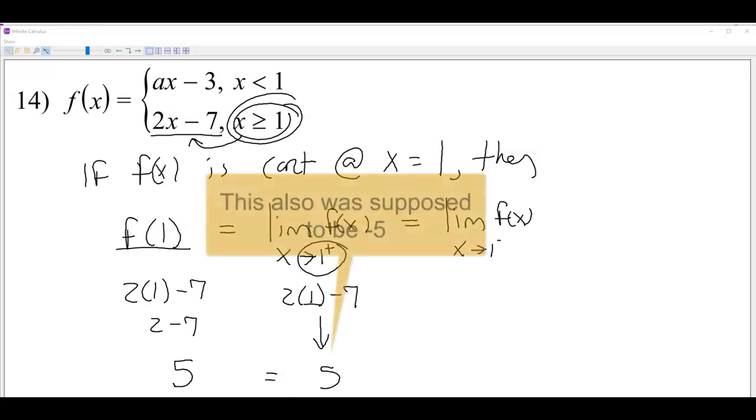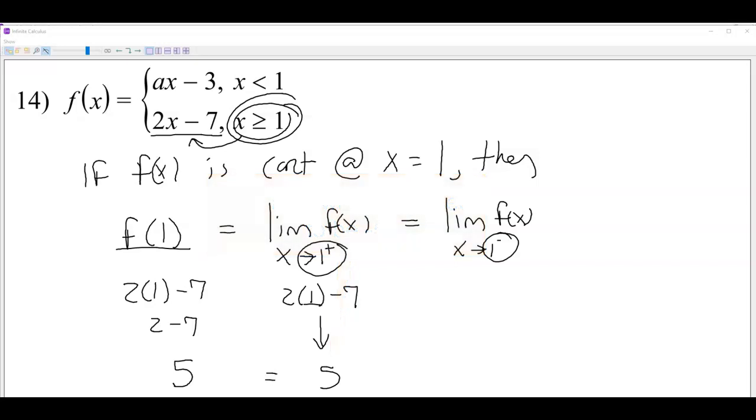And then for the last one here, we're approaching 1 from the left, which means we're approaching 1 from numbers that are less than 1. So that's this piece up here. And so we'll be using that part of the equation. So we have a, and then we're going to replace the x with our 1 there, minus 3. And so that leaves me with a minus 3.